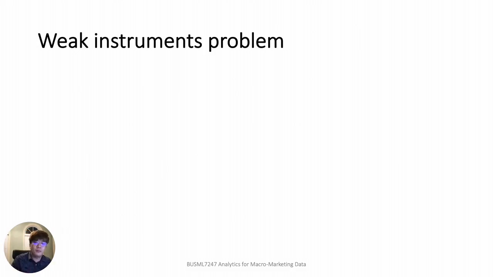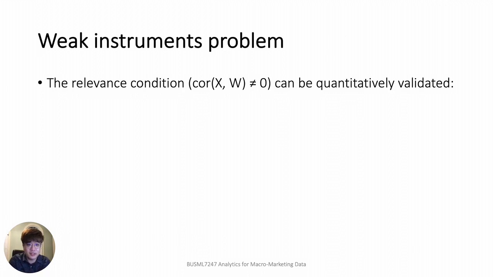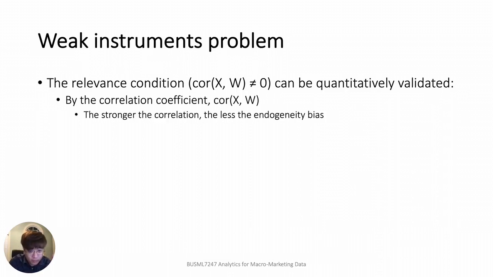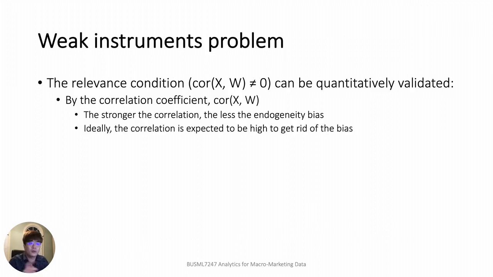Well, finding a proper instrument is not that easy. Let me first talk about the relevance condition. The relevance condition can be quantitatively validated. One way for the validation is to compute the correlation coefficient between the endogenous variable and the instrument. The stronger the correlation, the less the endogeneity bias remains in the two-stage least squares. Ideally, the correlation is expected to be high to get rid of the endogeneity bias.